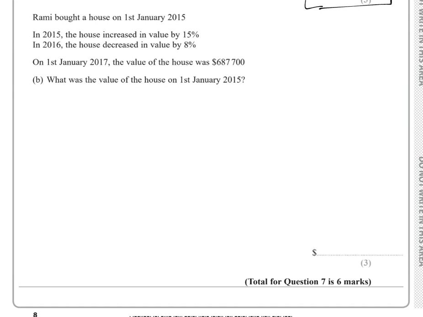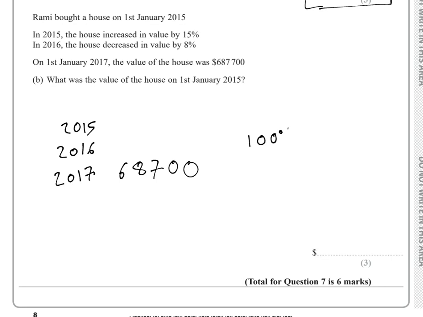So we go back in time. So we got 2015, 2016, 2017. And this is the price here, 68700. So the first loop, let's work out what it was this time. So the valuation is always done in original. So if this was the 100%, then it's decreased by 8%. So this is 92%.